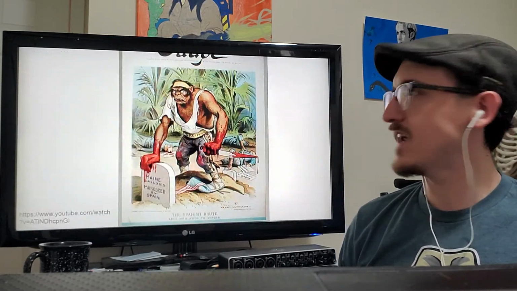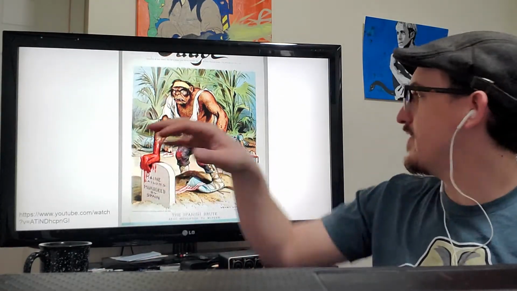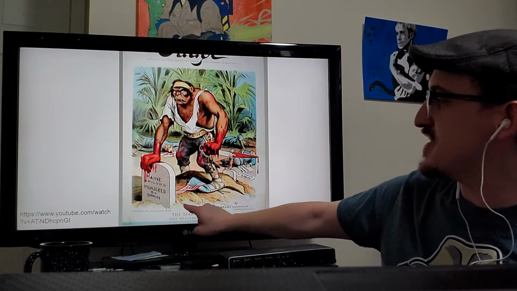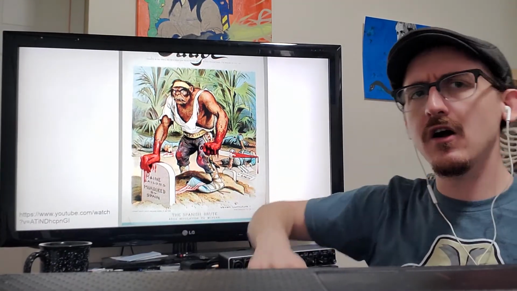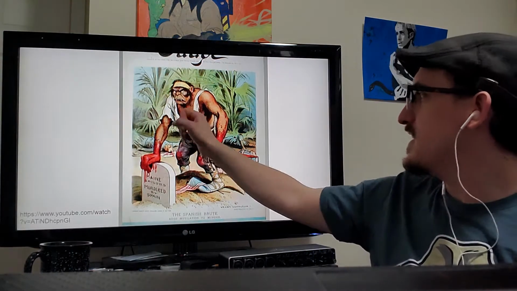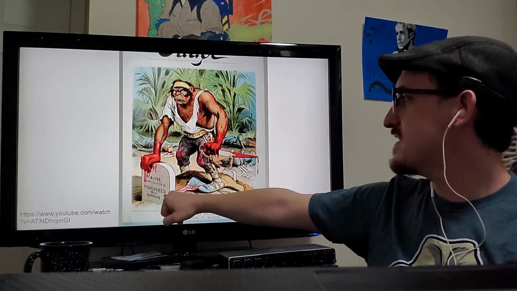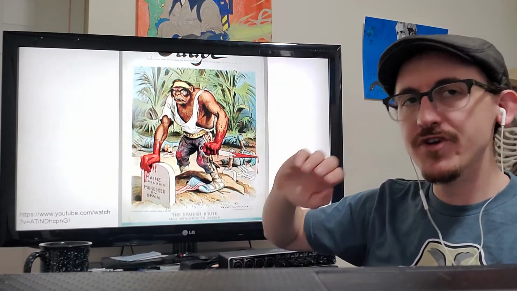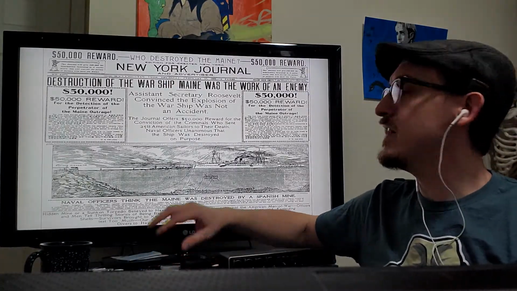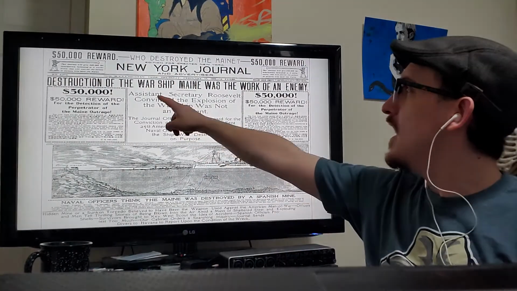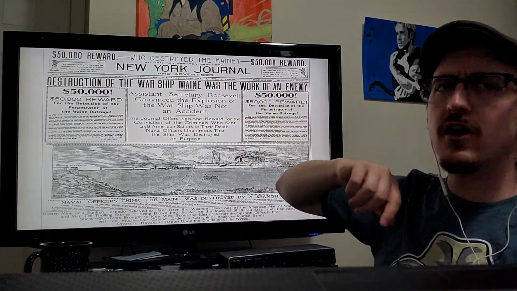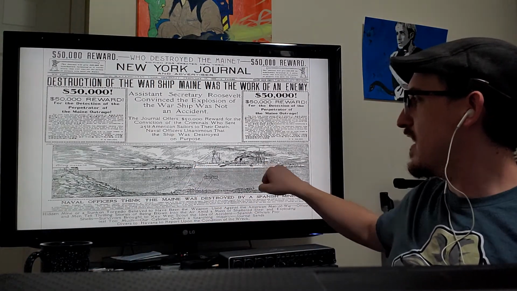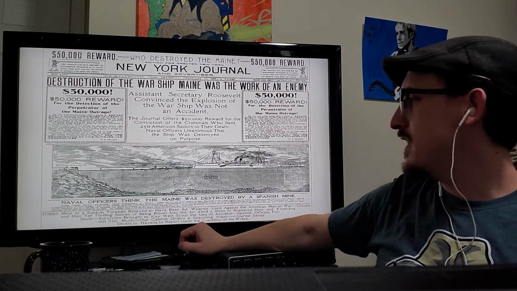When you got to keep thinking back to that media piece, and just look at the way that they portray the Spanish here. It says the Spanish brute. A brute is like a big animal monster. And he's got a bloody knife in his hand, and it says, Maine sailors murdered by Spain. Like they really, really went all in on this idea. And this is that newspaper article. Pull it up. Destruction of warship Maine was the work of an enemy. Down here they have the diagrams of the mine and how it happened.